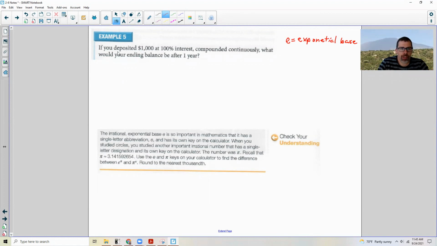So now example 5 says if you deposit $1,000 at 100% interest compounded continuously, what would your ending balance be after 1 year? Okay, so this would be like taking the limit as x approaches infinity of that $1,000 principal and multiplying it by 1 plus 1 over x to the power of x. And that would equal 1,000 E.